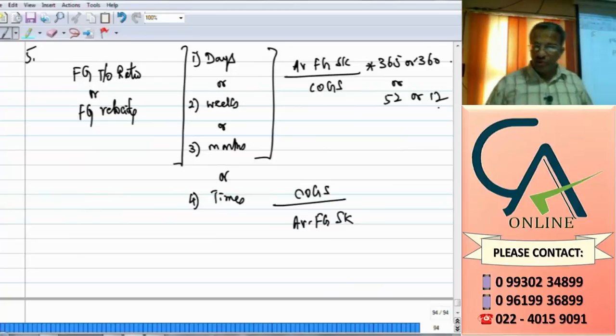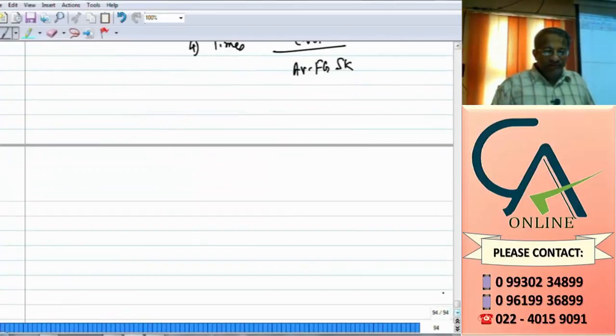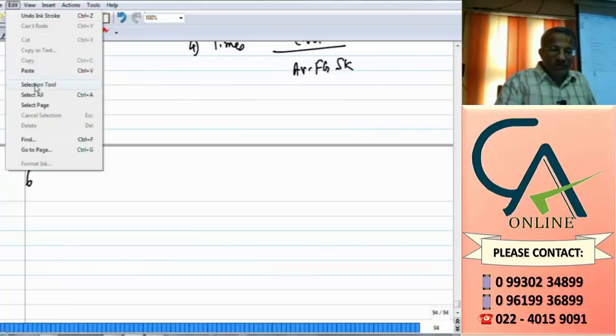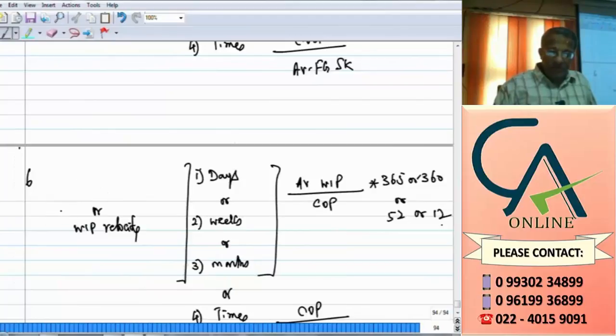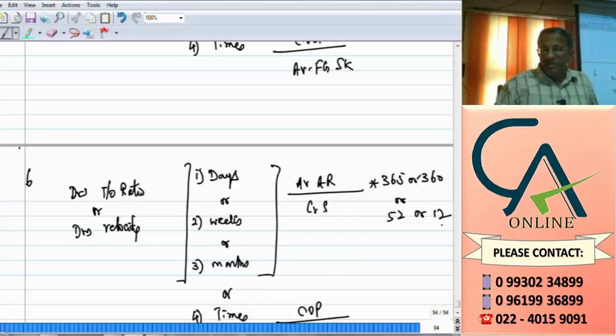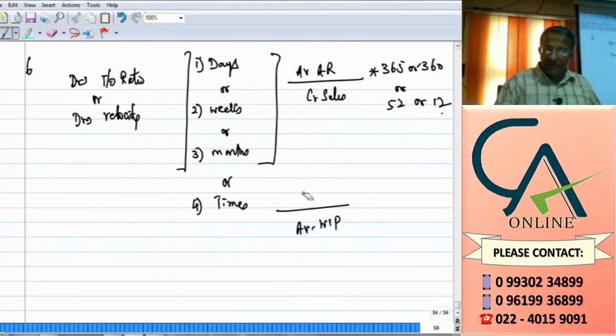Now we will take up debtors. Debtors turnover ratio or debtors velocity: average accounts receivable divided by credit sales. For times, it is credit sales divided by average accounts receivable.